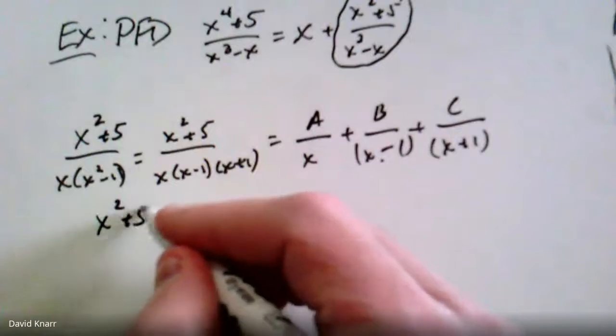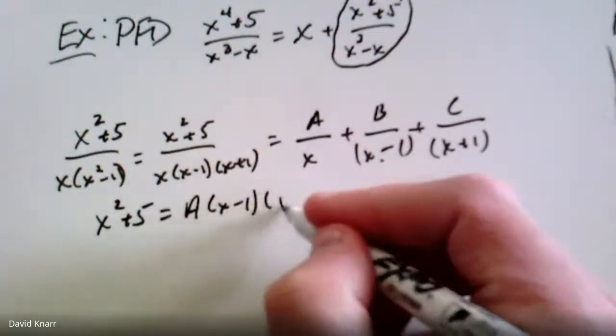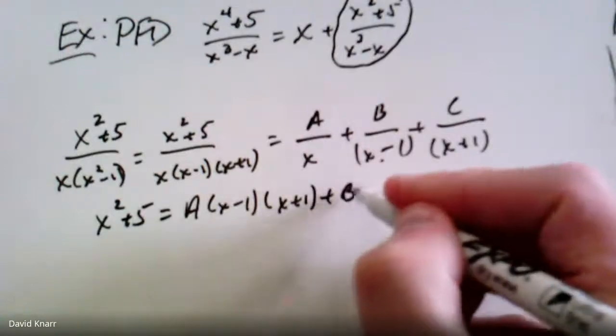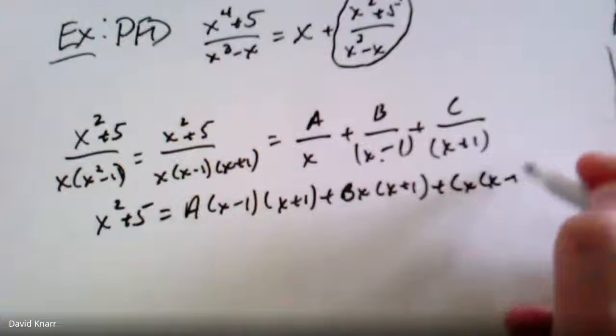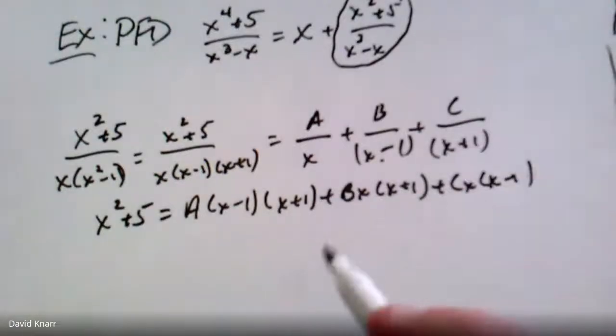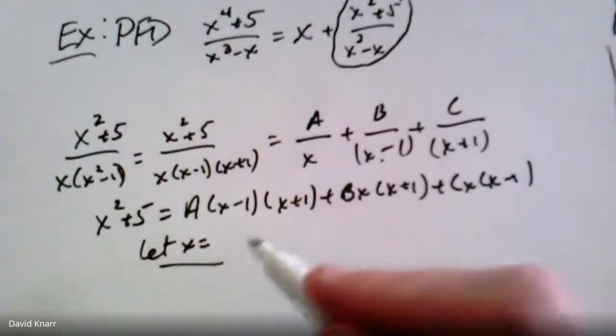This stuff you already know how you do. You've done it a million times. So we have A(x - 1)(x + 1) + B(x + 1) + C(x - 1). And now we're going to pick things for x. This should be the easy part now, although it's a lot of work.